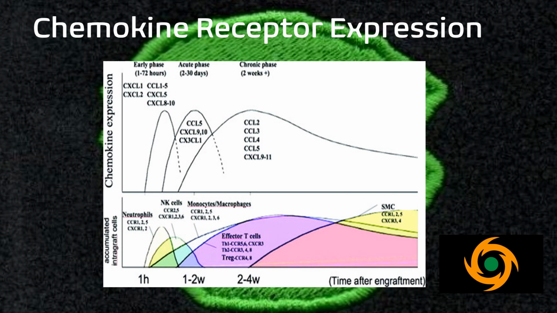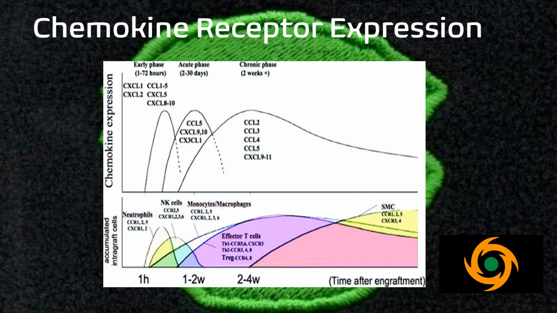and at the same time, you have effector T cells, where you have the T helper cell type 1, CCR5, 6, and CXCR3 expression, and then T helper cell type 2, CCR3, 4, and 8. And then you have T regulator cells, or Tregs, with chemokine receptors CCR4 and also CCR8, and then later you have more CCR1 expression, and 2 and 5, and then more CXCR3 and CXCR4 expression.